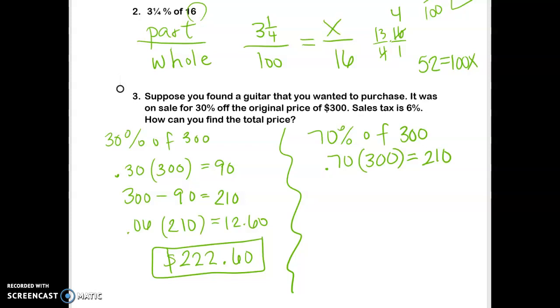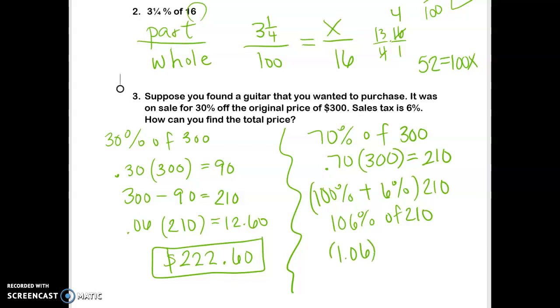Well, with sales tax we can do it also. We're going to pay the total price of $210, so we're going to pay 100% plus 6% of $210. So basically we want to find out what's 106% of 210. So we can do 1.06, that's the decimal form of 106%, times 210, and we get directly $222.60.